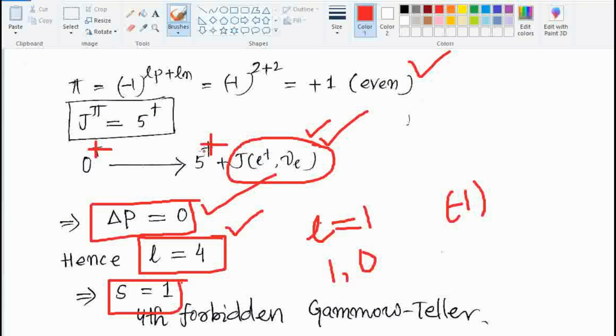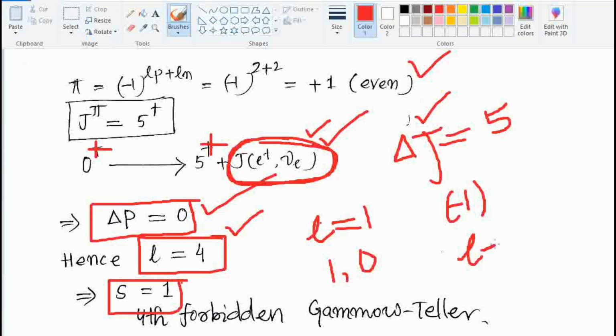So to find the value of del j, that is the change in spin between the parent nucleus and the daughter nucleus, which is 5, del j equals the angular momentum carried by the outgoing particle. So if you want del j equal to 5, then we have to take L equal to 4 and S equal to 1. Then only you can get L plus S as 5. Then only it is possible.